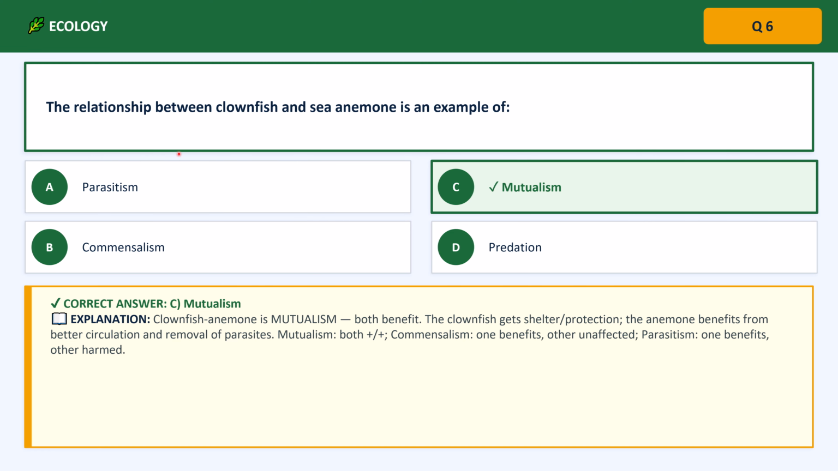Question 6. The relationship between clownfish and sea anemone is an example of? It's option C, mutualism. Explanation: clownfish and anemone is mutualism. Both benefit. The clownfish gets shelter and protection. The anemone benefits from better circulation and removal of parasites. Mutualism: both benefit. Commensalism: one benefits, other unaffected. Parasitism: one benefits, other harmed.